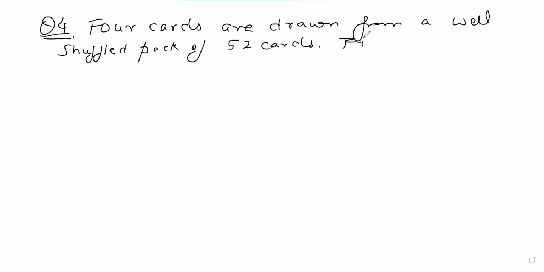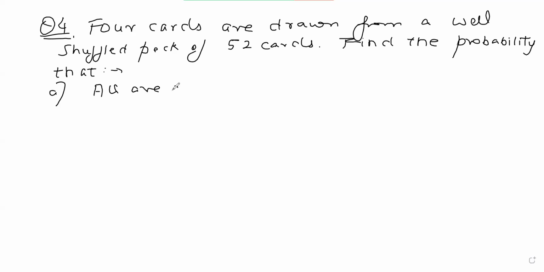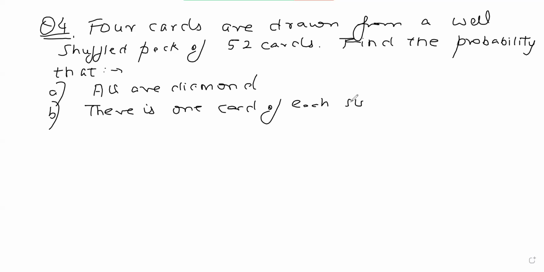Find the probability that, part A, all are diamonds. Part B, there is one card of each suit. And the third part asks us to find the probability that there are 2 spades and 2 hearts.